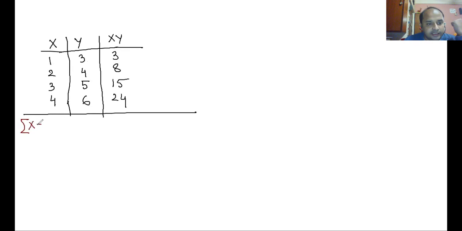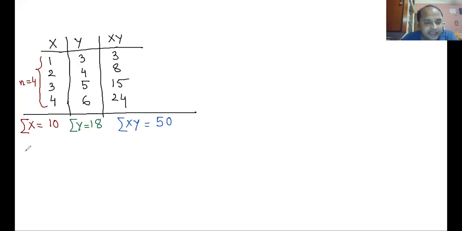The summation capital X was written as 10, the sum total of these items. How many items are there? In every column there are 4 items. How many items are there in column Y? 4 items are there. And what is the total sum of these items? That is 3 plus 4 is 7, plus 5 is 12, plus 6 is 18. And for column 3, that is summation xy, the value was, so far as I can remember, 50.